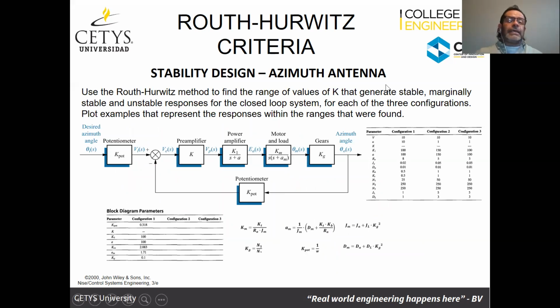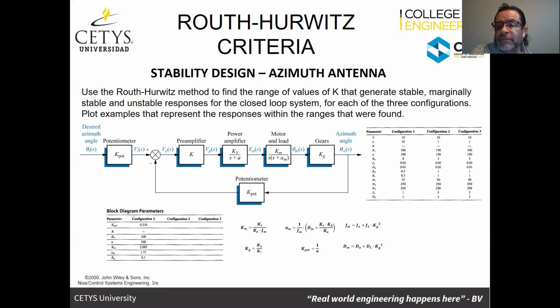Now let's look at this example. Remember that we had already started playing around with the antenna, and already started playing around in MATLAB with the possible values of k. But what we want is to know the exact values of k for the system to be stable. So we want to find the ranges of values that generate a stable, marginally stable, or unstable response for the closed loop system.